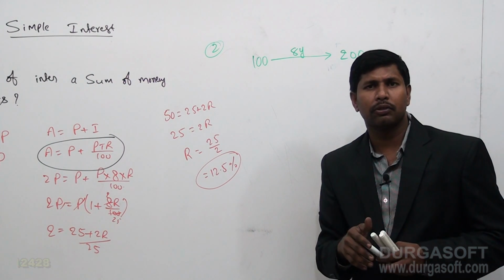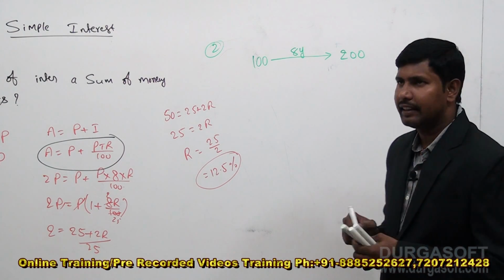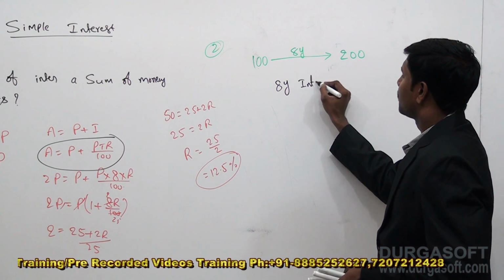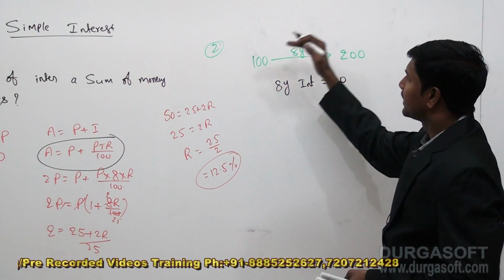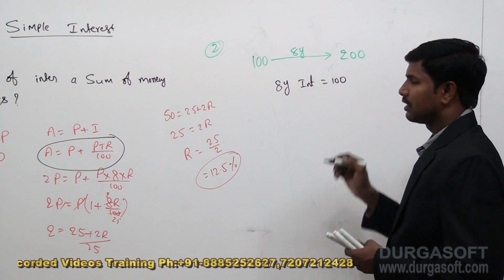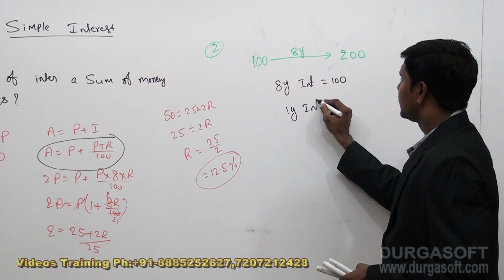Why is it becoming 200? Because we are adding another 100 rupees as the interest. Simply, the 8 years interest we are adding is 100 rupees, because already I have 100 and I am adding another 100, which is totally 200. So 8 years interest is equal to 100 rupees, and what is 1 year interest from this?